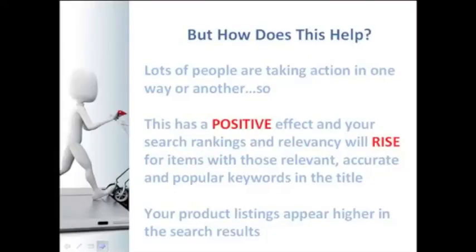But how does this help? Well, what happens is, because people are watching, viewing, and purchasing, lots of people are actually taking action in one way or another. So in eBay's eyes, or in Amazon's eyes, this has a positive effect, and your search rankings and your relevancy will kind of start to rise for items with those relevant, accurate, and popular keywords in the title. And what this means is that your product listings will then appear higher in the search results, because eBay or Amazon have deemed those keywords that you've got at the top of your product absolutely relevant.